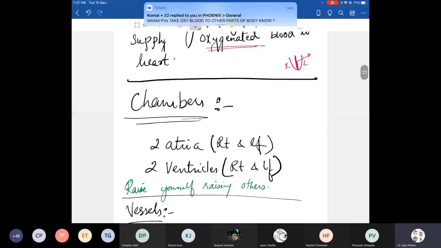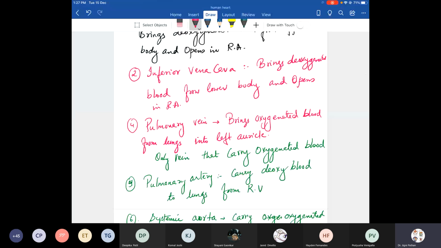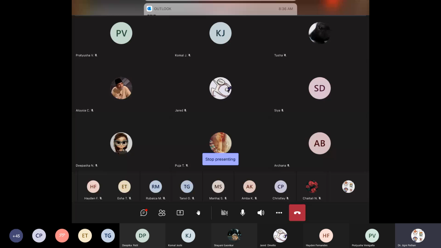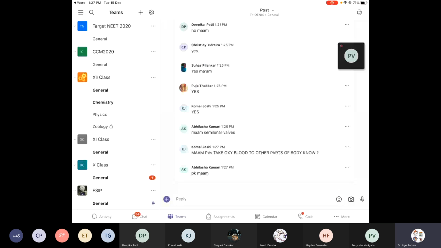What is that question? Ma'am, pulmonary veins take oxygenated blood to other parts of the body. No, no, no. Komal, listen. Pulmonary veins take oxygenated blood from the lungs to the heart. From the lungs to the heart. The aorta carries oxygenated blood to the different parts of the body. You have just written that some time back.